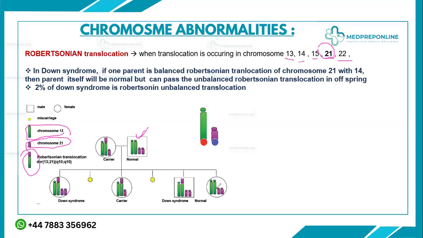Otherwise, if it is another mechanism like non-disjunction or mosaicism, these are the other two mechanisms by which it can come. In such situations, it is not inherited. It comes according to the age of the mother. All right, so this is Robertsonian translocation.